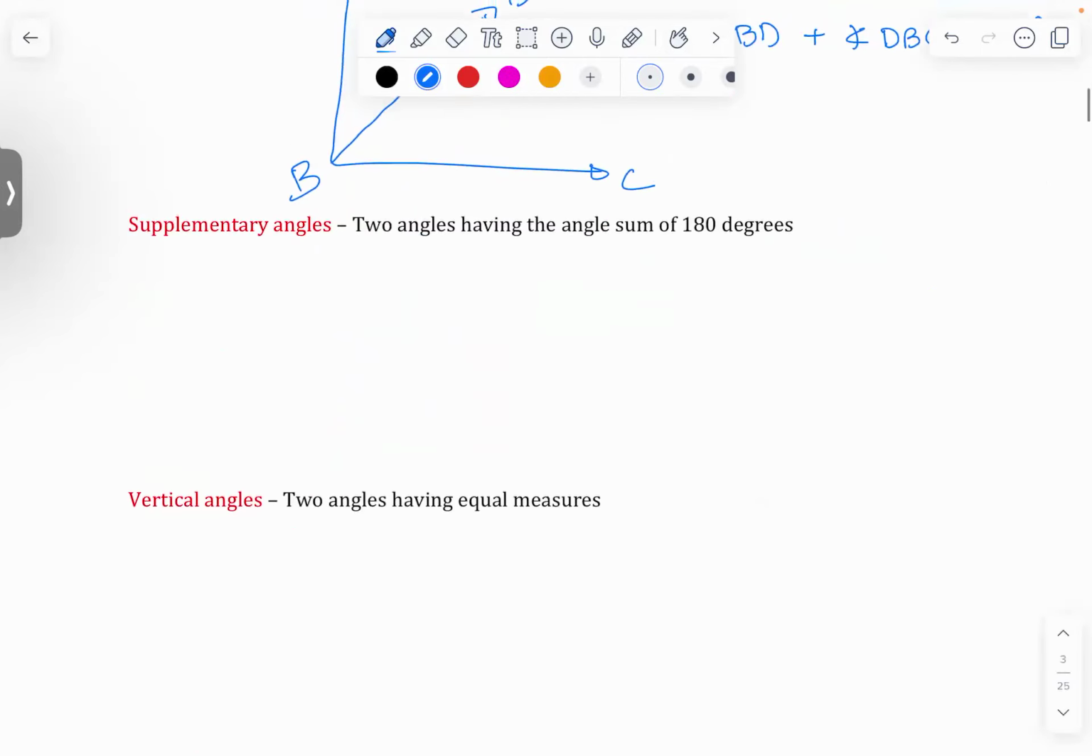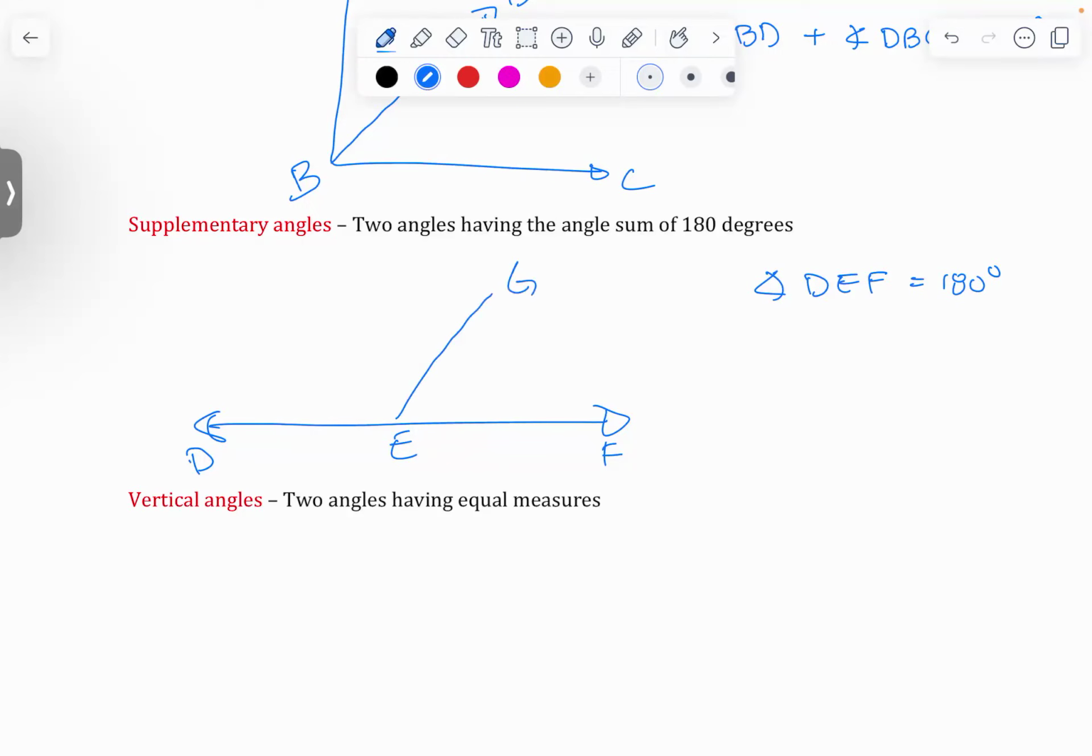I can do that similarly with supplementary angles, angles that sum to 180 degrees. D, E, F. So angle DEF is 180 degrees. Let's split it. Now I have angle DEG plus angle GEF also equals 180 degrees. And those are what we call supplementary angles.